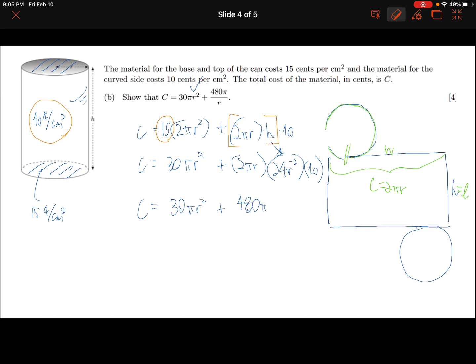So we'll leave the r as it is, but we're going to divide by r squared, which is basically the r to the negative 2. Now we can simplify that, and we have an expression in r, which is a function in r: 30 pi r squared, that's the cost for the top and the bottom, plus 480 pi over r, as required. So now we have that second term. Very good.